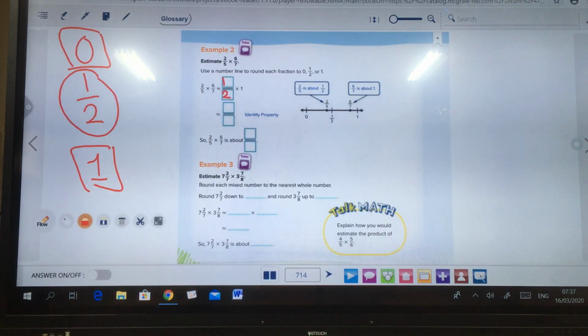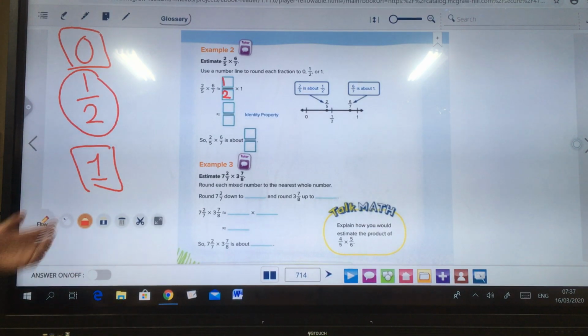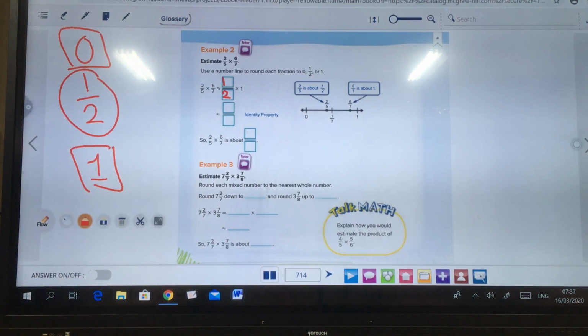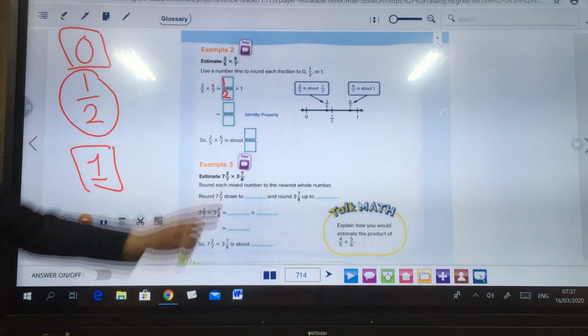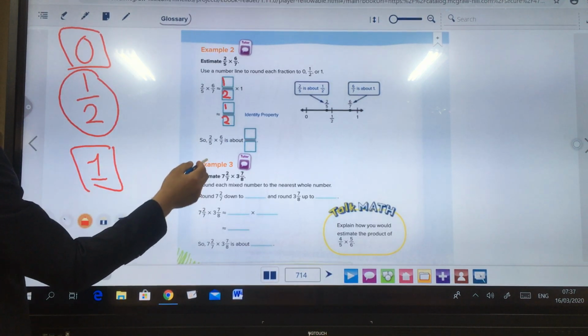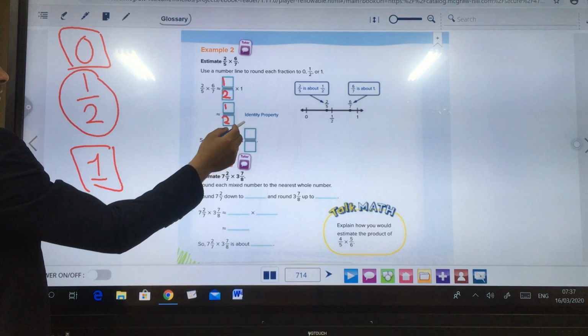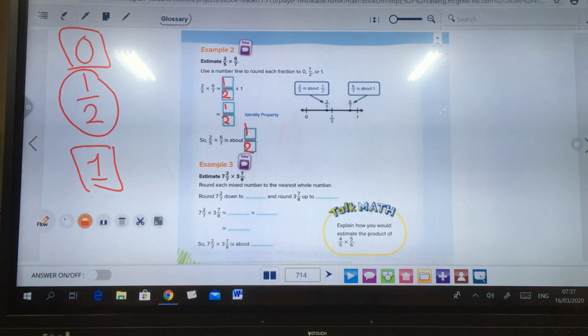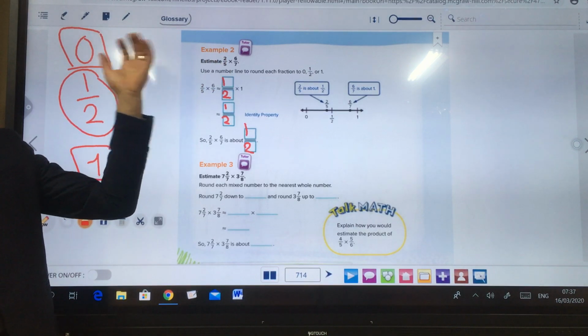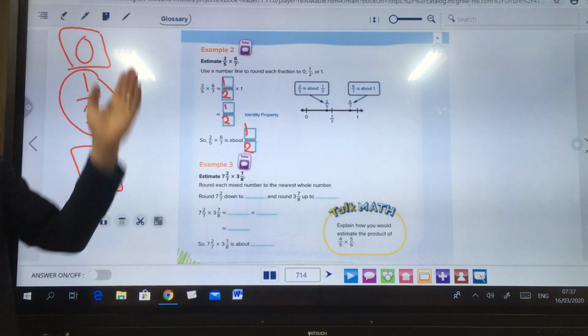Times 1. What 1? Because 6 out of 7 is closer to 1, as you see here by using the number line to round each one. So 1/2 times 1 will be 1/2. So 2 out of 5 times 6 out of 7 is about 1/2. What if I have a mixed number? That's in example number 3. Is example number 2 clear? Okay.